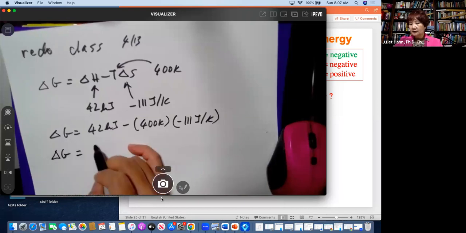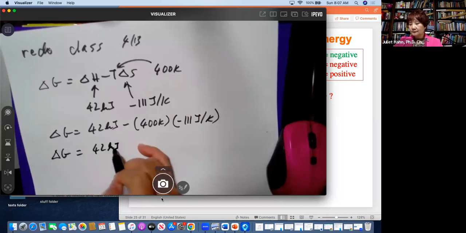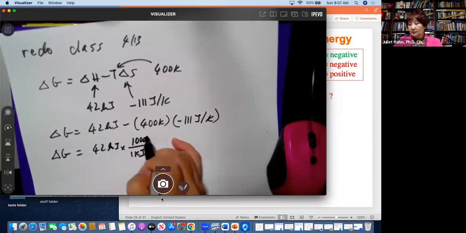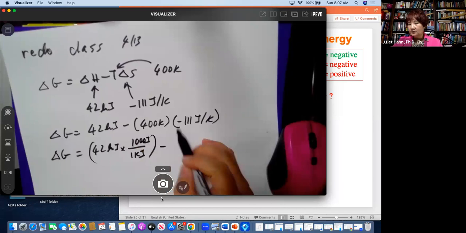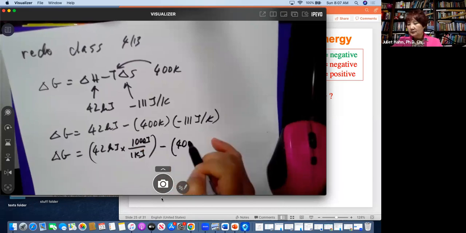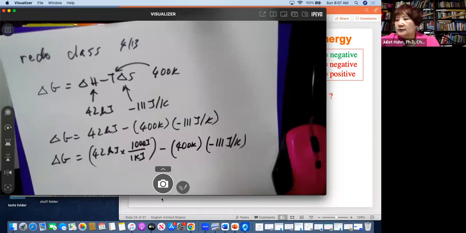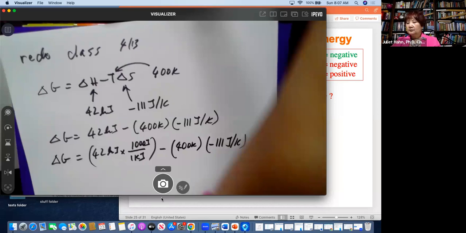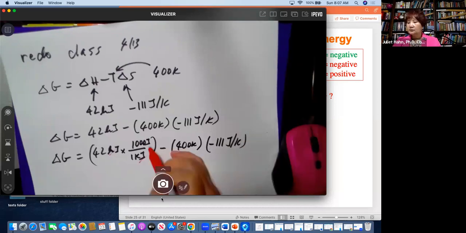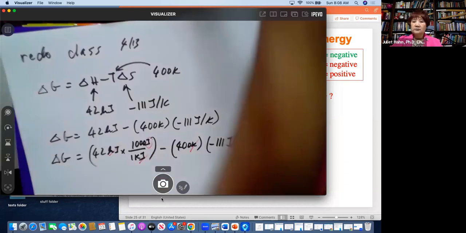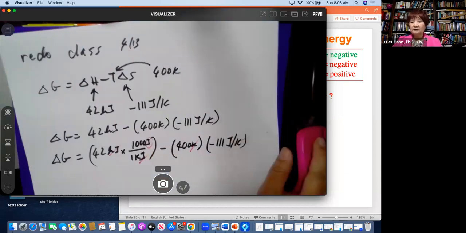So I'm going to say 42 kilojoules. There are in 1 kilojoule 1,000 joules. So I made that change, and then I'm going to say 400 Kelvin times negative 111 joules per Kelvin. So then you notice what cancels out. First the kilojoules cancel, so it ends up being joules. Kelvin cancels, Kelvin cancels. And then I end up adding 1 joule to another joule. And then let me show you what the answer is, which is on the next slide over here.